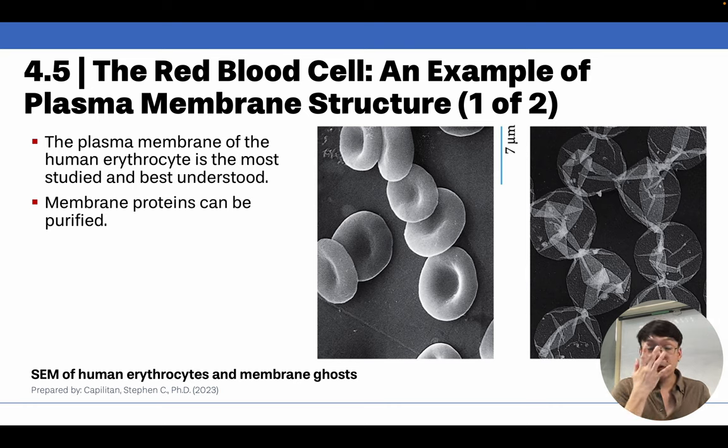The red blood cell, the erythrocyte, is an example of the plasma membrane structure. The human erythrocyte's plasma membrane is the most studied and the most understood model for plasma membrane. They can be purified, so we can get these purified membrane proteins. This is a scanning electron micrograph of a human erythrocyte. On your left and on your right are membrane ghosts. The membrane ghosts on your right were isolated by allowing erythrocytes to swell and hemolyze, as described in this photo.